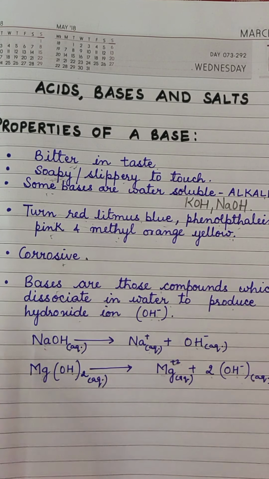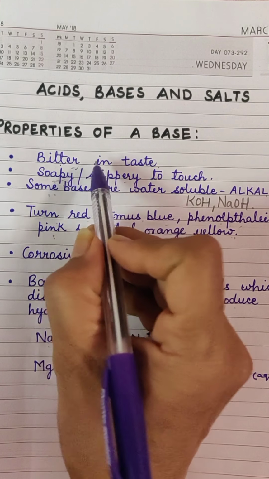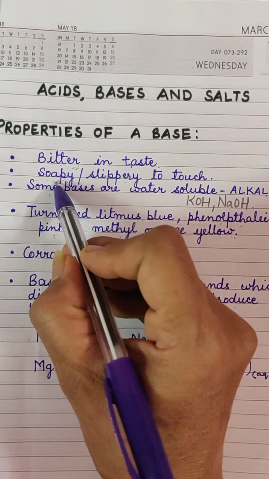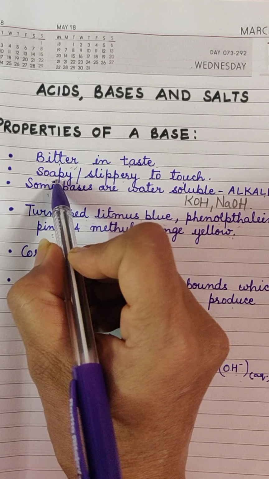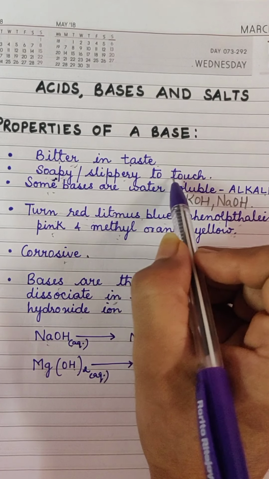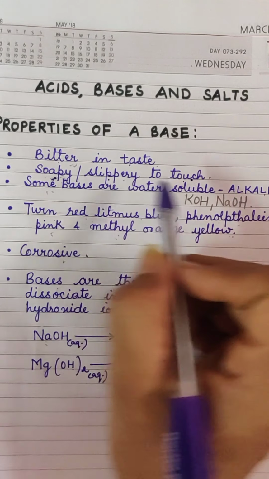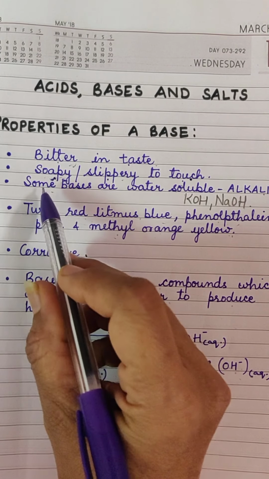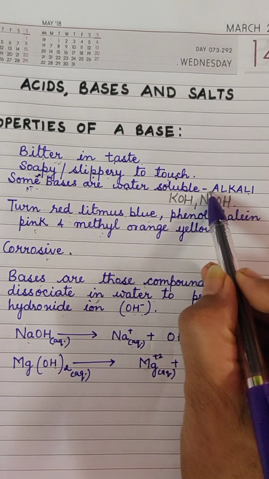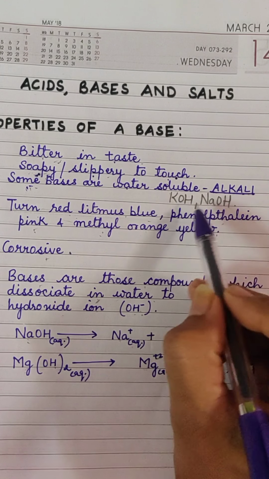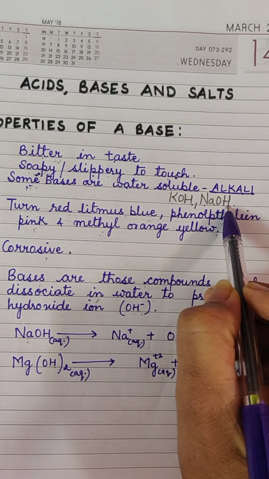Okay, so as we had discussed, bases are bitter in taste. They are all soapy and slippery to touch. This is a special word, soapy texture, which is used for soaps, and all soaps contain bases. So bases are soapy to touch. Some bases, not all, only some bases are soluble in water, and such water soluble bases are called alkali. Examples are potassium hydroxide KOH and sodium hydroxide NaOH.